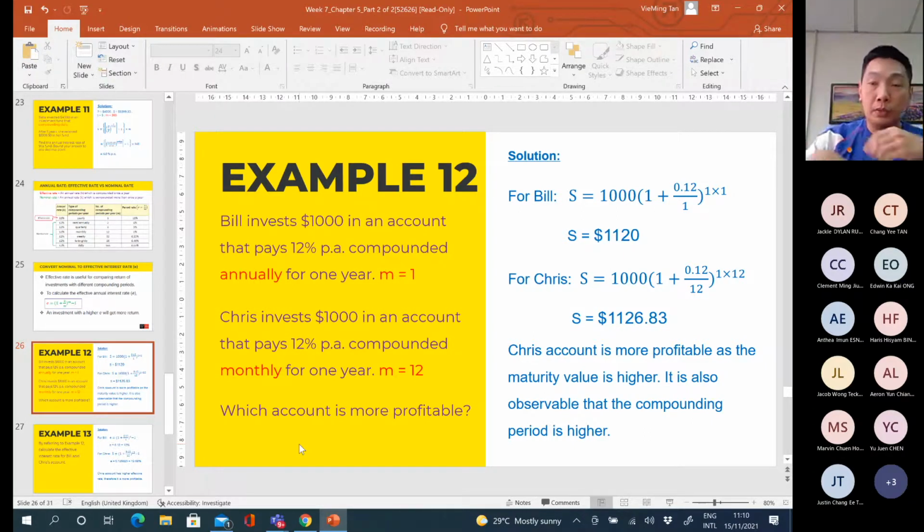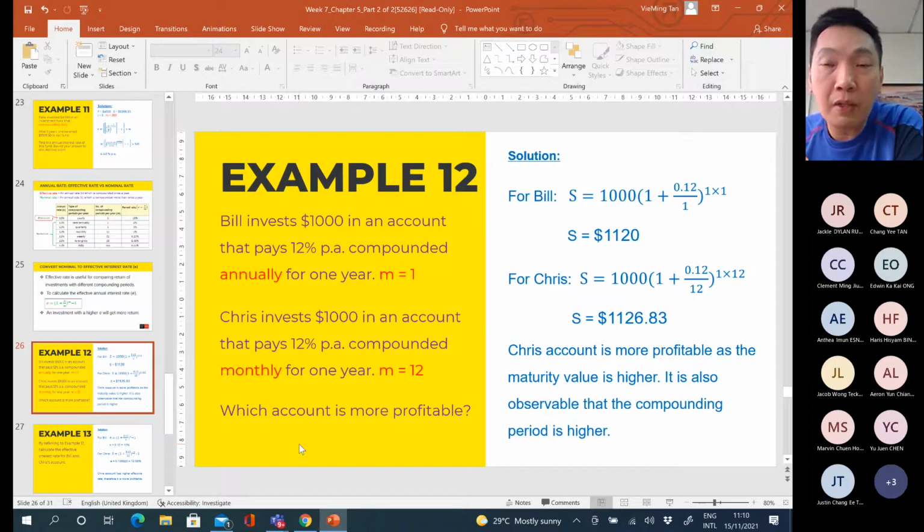There are two ways for you to present or justify your answer. The first method is to calculate the S value and compare the S between the investments of Bill and Chris. Let's use the formula. We have to use this formula because this is a compound interest question. So we use it to get S for Bill and Chris. P is this number, K for Bill is 12%, M is 1, and the investment period is only 1 year. So it's 1120, the maturity value after 1 year for Bill's investment.